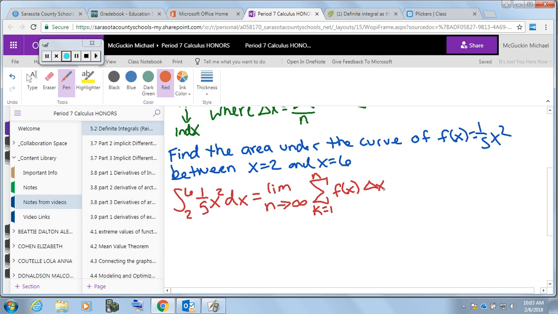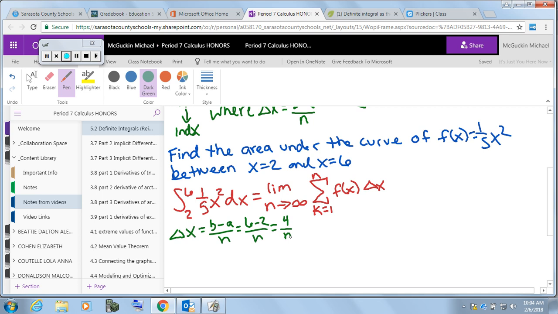So let's take a look at what we need first and foremost. Well, first and foremost, let me start changing some colors on that. We need to know what delta x is. Well, delta x is our partitions. All right, what is our partitioning happening here? So in our case, it was b minus a over n. Or we're dealing with 6 minus 2 over n, which in this case is 4 over n. So we're going to have to use that to go back into our Riemann sum summation notation.